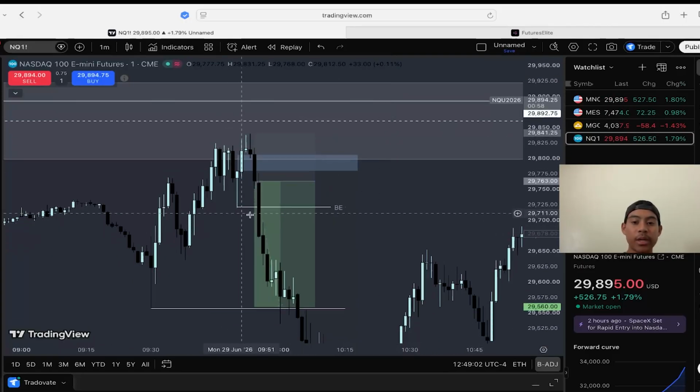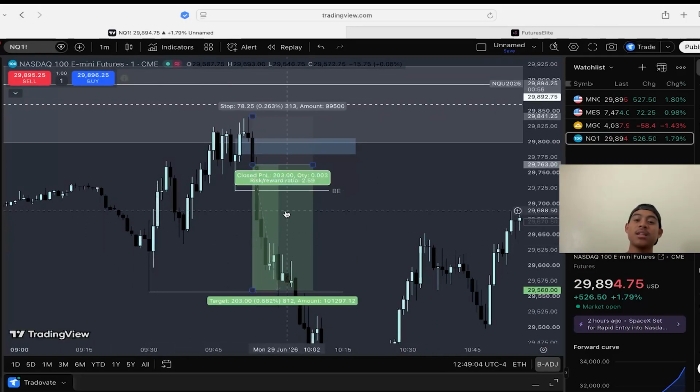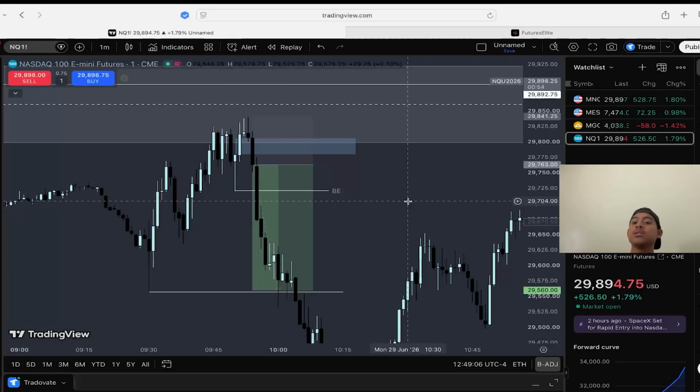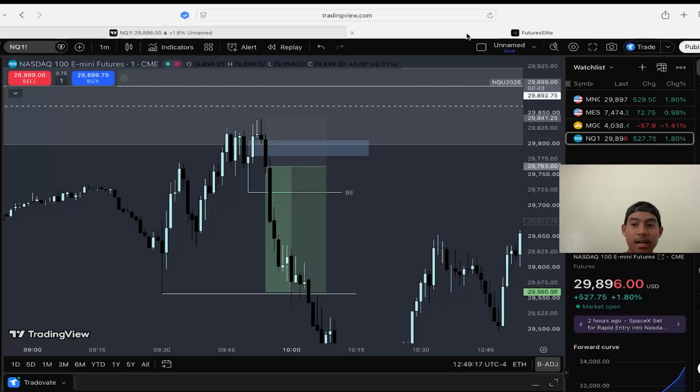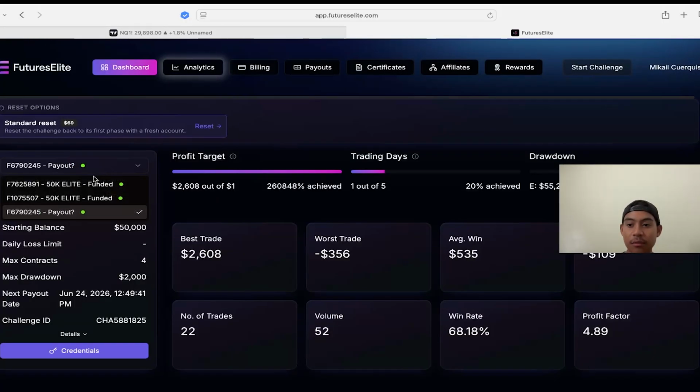And yeah, break even at the first internal low, and my take profit was the 930 candle low. So pretty simple trading day. Hit TP within 30 minutes of market open. And yeah, so now I have 3 accounts sitting at 2.6K in profit right here, 2.6K in profit.